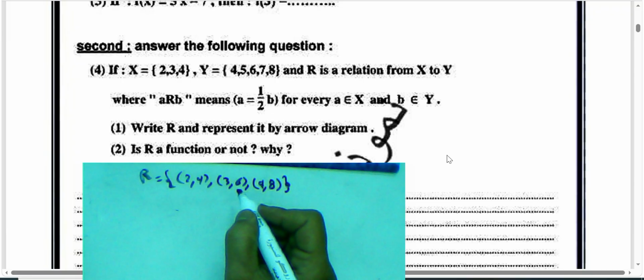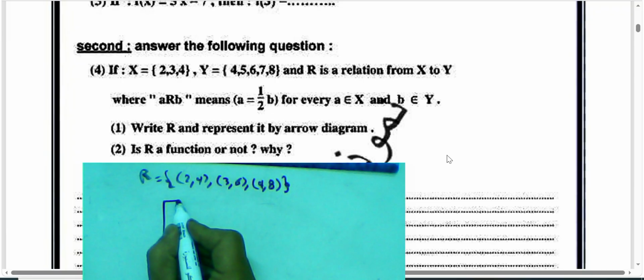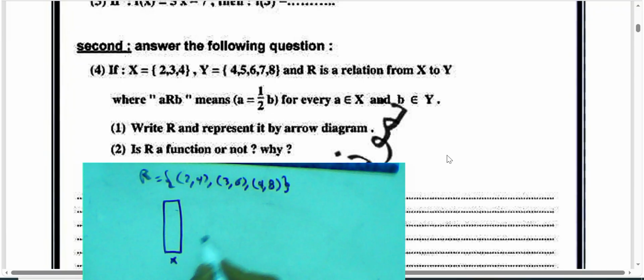The relation here, we can draw a diagram. We have x and y. The elements of x are 2, 3, and 4, and y are 4, 5, 6, 7, 8. 2 goes to 4, 3 goes to 6, and 4 goes to 8.